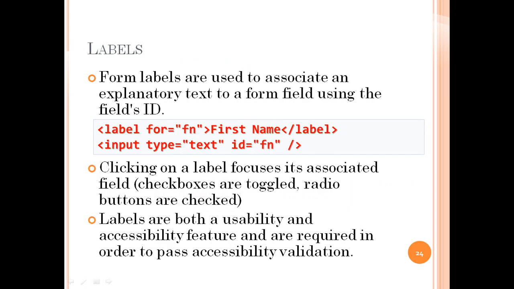Next, labels. They are used to associate an explanatory text to a form using the field ID. So when we have multiple texts with this ID, with this label only, we can differentiate them. And clicking on the label focuses its associated field. So labels are both a usable and accessible feature in order to pass the accessibility validation.